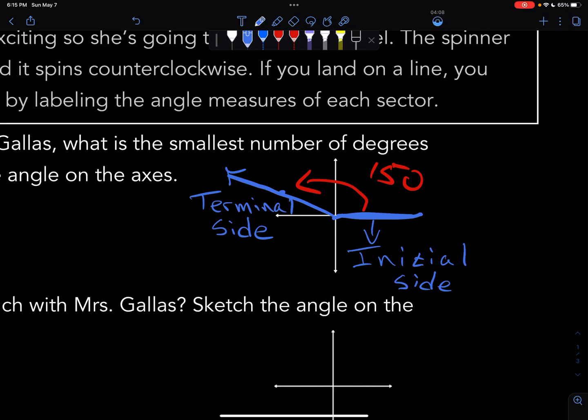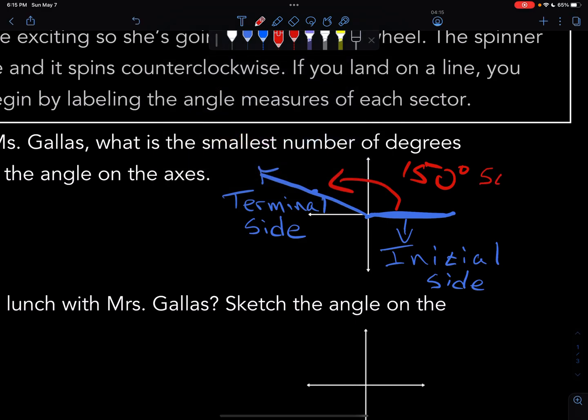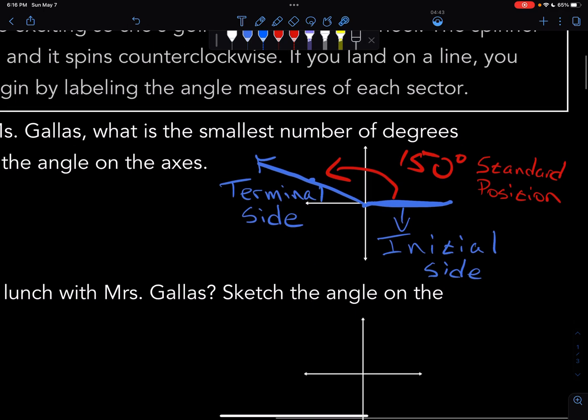This angle, the 150 degrees, is said to be in standard position. We'll talk more about that later. So we have the initial side here, terminal side where the angle ends. We draw an arrow which shows us the direction of the angle. Positive angles go counterclockwise, negative angles go clockwise. So we'll get on with that a bit later as well.